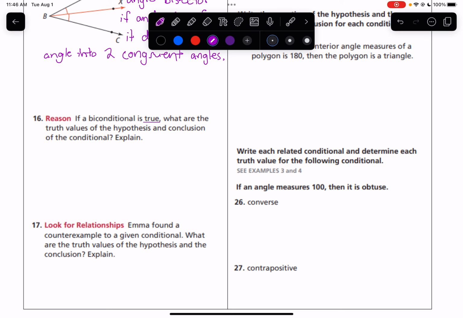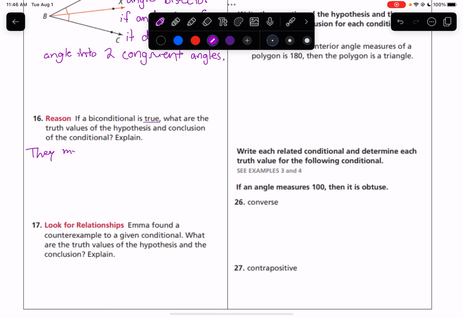So if the hypothesis and the conclusion are both true, then that would be a true biconditional, and that would be the truth values. But it's also possible for the hypothesis and conclusion to both be false, because that would make a logically true statement when read both forward and backwards. So when we're asked what must be true about the truth values of the hypothesis and the conclusion, they must be the same.